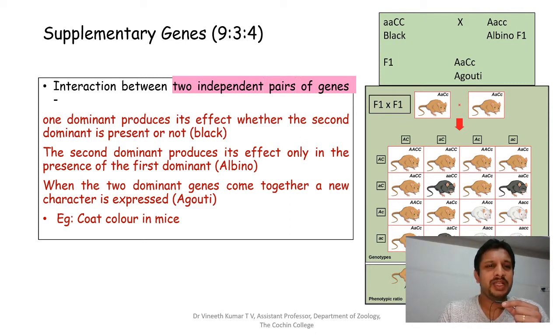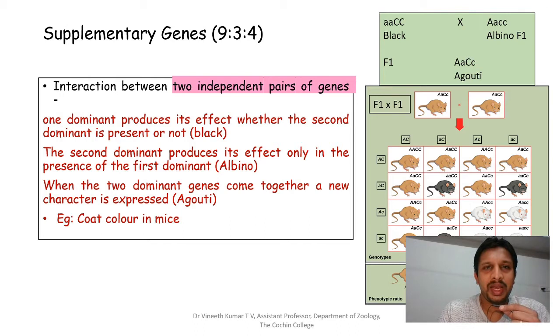In supplementary genes, you can see that this is the interaction between dominant alleles of two different genes. One dominant allele of a particular gene produces its effect in the presence or the absence of the other dominant gene. But the second dominant gene is special in that it can produce its effect only in the presence of the first one. So of the two dominant genes, one is independent and the other is dependent.